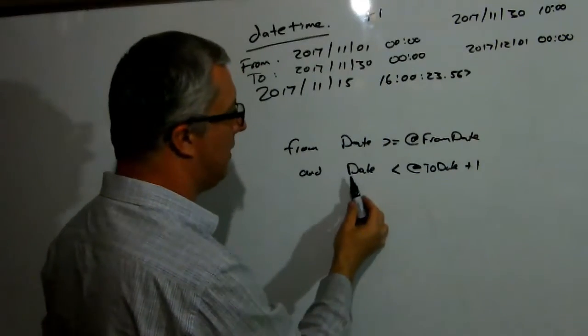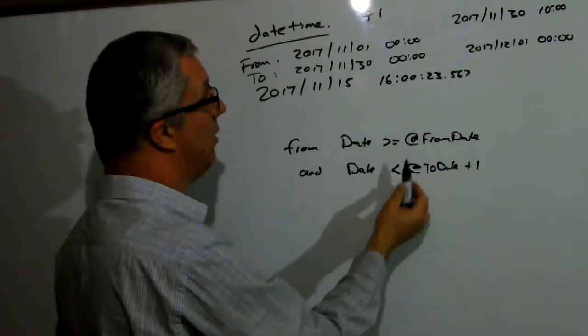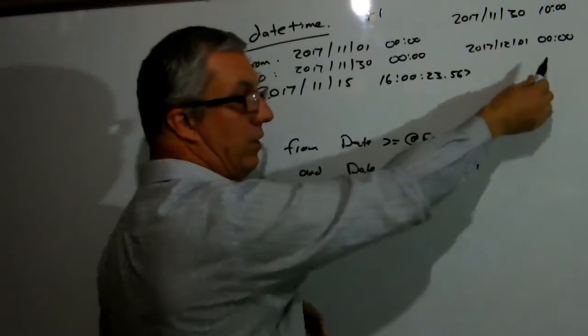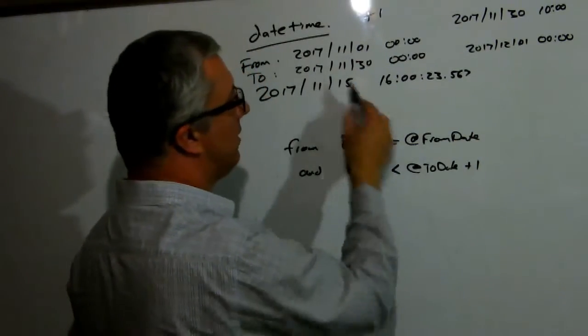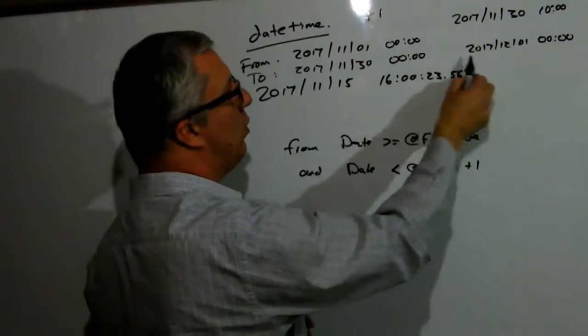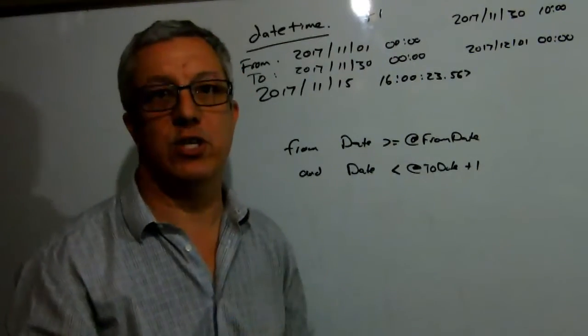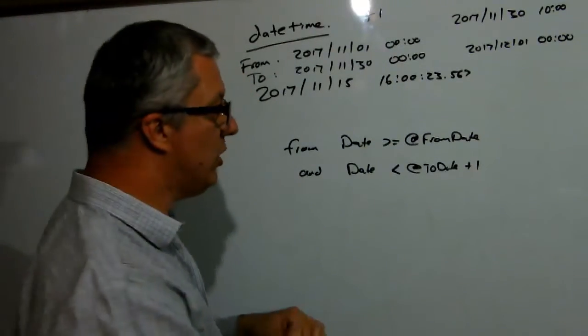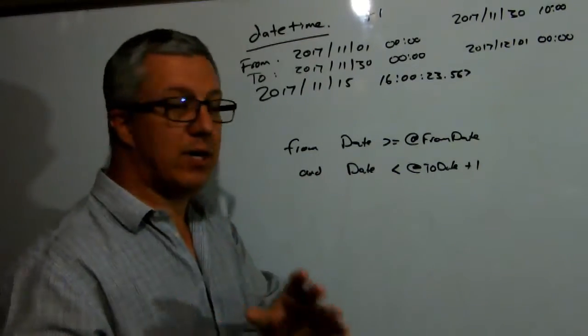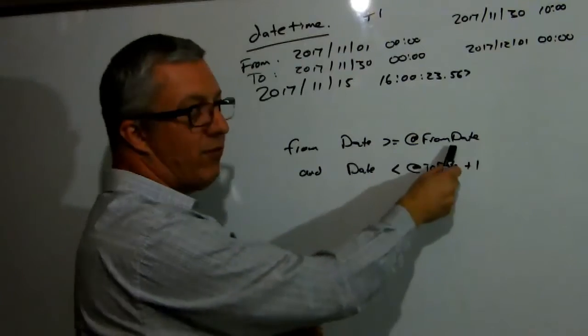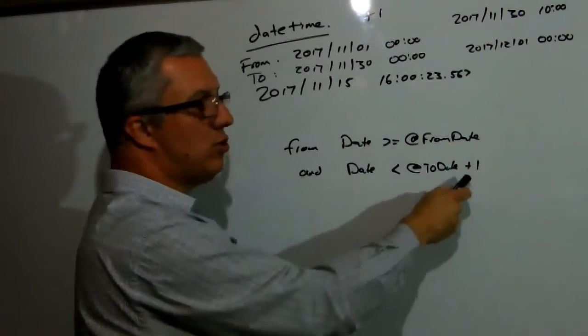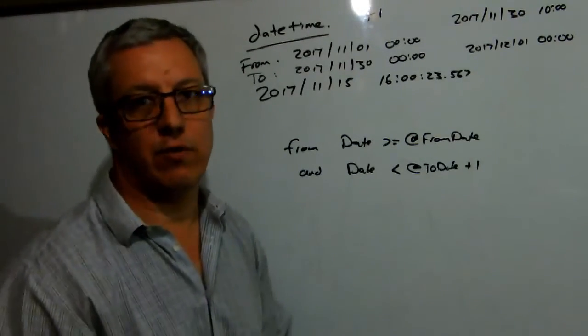So I'm saying my date is less than, not less than or equal to, otherwise it will include midnight dates. So less than the to date plus 1, which will then include all the times on the 30th as well. So usually when we have a filter with a date range in it, this is the way we will handle it: greater than or equal to my from date and less than my to date plus 1. And that's how you filter on dates.